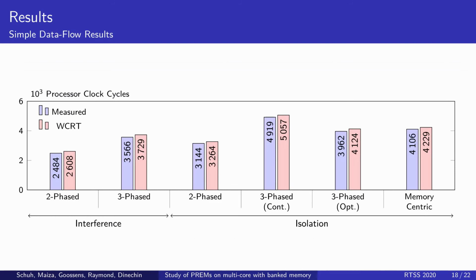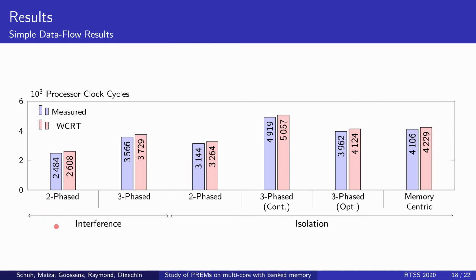Here we have the results of the simple data flow program. And the first thing to notice is that the blue bars represent the measured execution time on the platform, and the red ones, the theoretical worst case response time computed by MIA. And they are close for all the variants because we perform a time trigger execution. And actually the only difference between them may come from the last task finishing earlier than its worst case execution time.